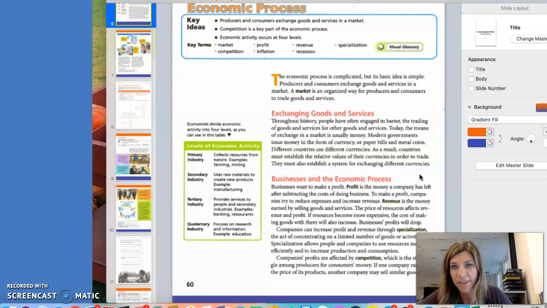Businesses want to make a profit, right? A profit is the money a company has left after subtracting the cost of doing business. To make a profit, companies try to reduce expenses and increase revenue. So revenue is the money earned by selling goods and services. So the price of resources affects revenue and profits.